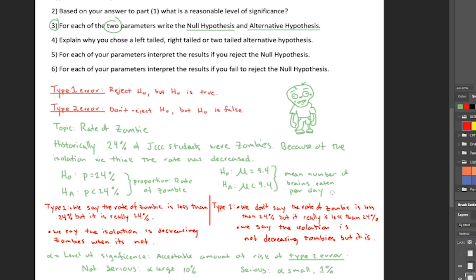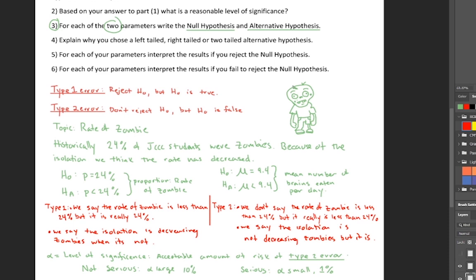So the more brains that are eaten, the more zombies that there are on campus, and the less brains that are eaten, the less zombies there are on campus. And this is a numerical variable because if you asked a student, how many brains have you eaten today? That's what zombies do. I don't know if you guys know that, but zombies eat brains. This guy's got a crack in his skull because somebody ate his brain.